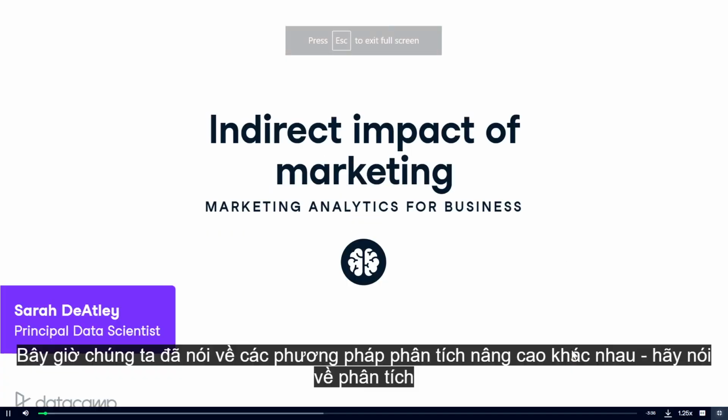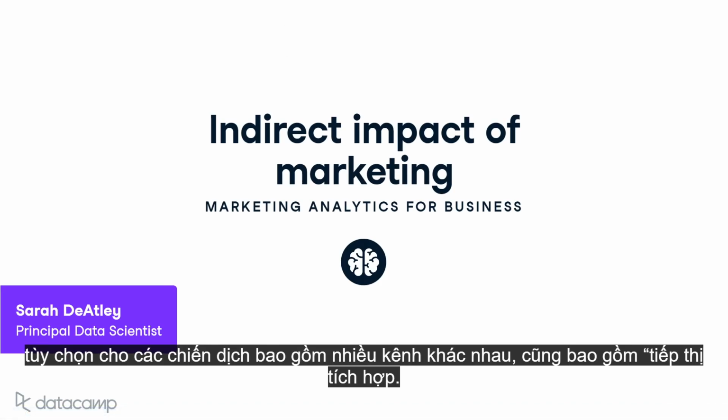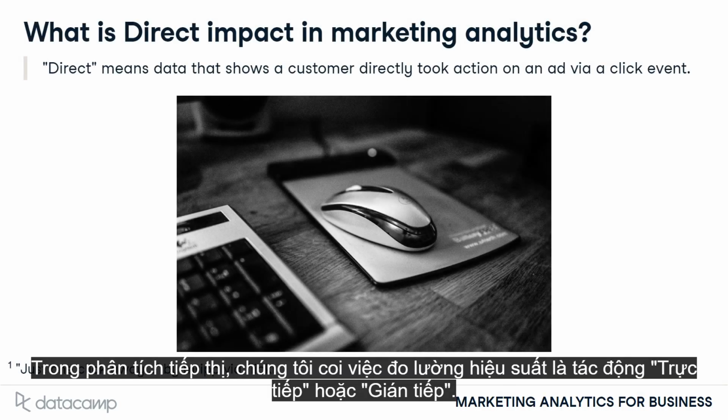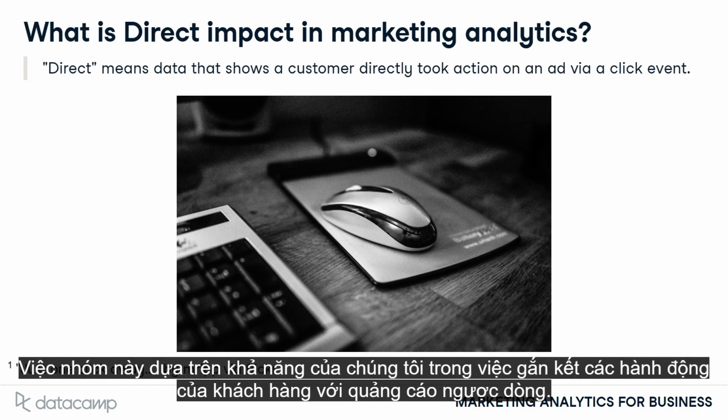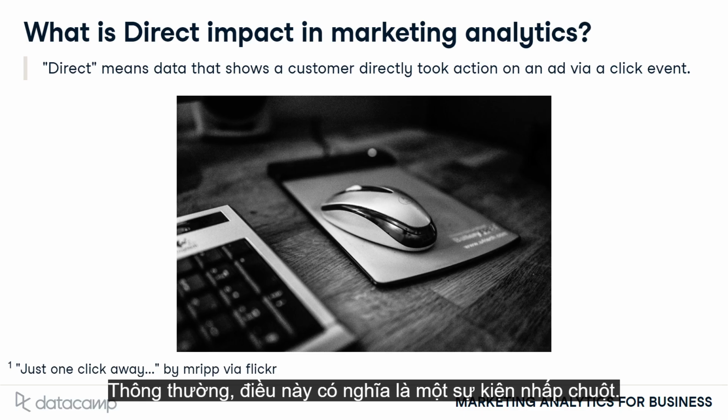While privacy implications impact marketing analysis and tracking choices, a more fundamental challenge is measuring channel impact when there is no direct customer interaction with advertising. In marketing analytics, we think of performance measurement as either direct or indirect impact. This grouping is based on our ability to tie downstream customer actions to upstream advertising. Direct impact means data that shows the customer took action directly on an ad. Usually, this means a click event.